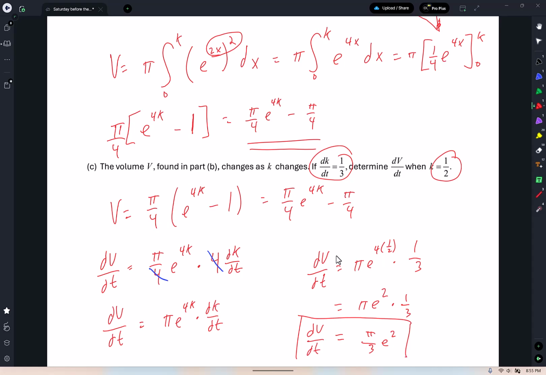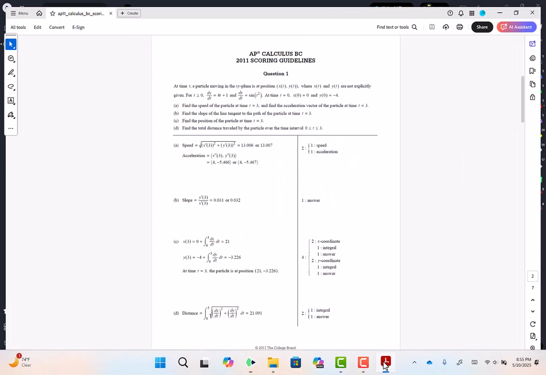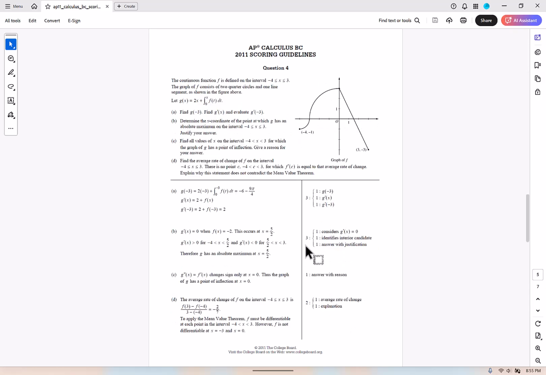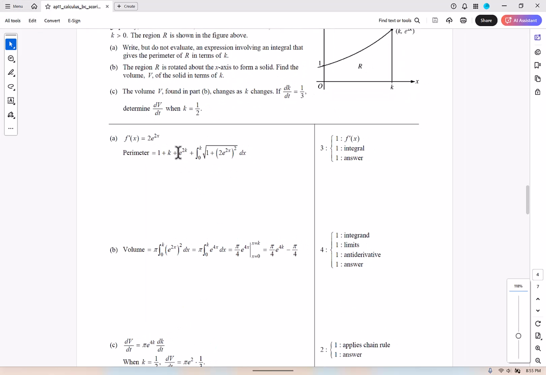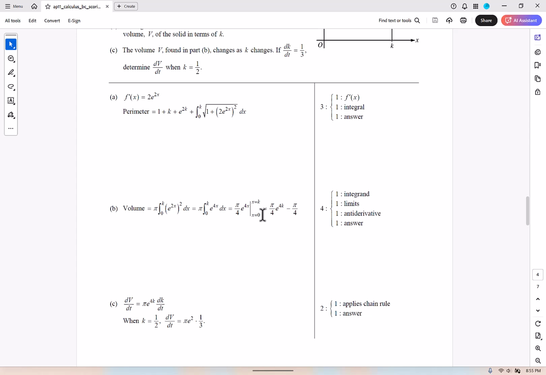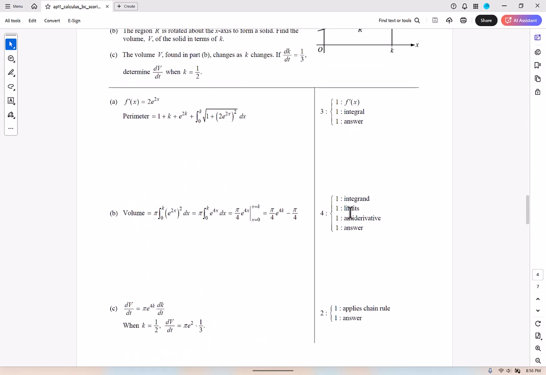And let's see how we did. Let's see if we got all these questions correct. So let me come down here and click there, and it was the next question number. I already did that one, this one right here. Letter A, perimeter 1 plus k plus e to the 2k, 0 to k, yeah, we got it. So we got all 3 points there. And letter B, yeah, we did it, guys. And then letter C, yeah, we got all these points. dv dt, pi e to the 4k, dk dt. Oh, yeah, we already canceled out the 4 there. They already canceled out, k equals a half. Pi e squared times 1/3. Okay, they didn't simplify, but yeah, we got it, guys. We did it.